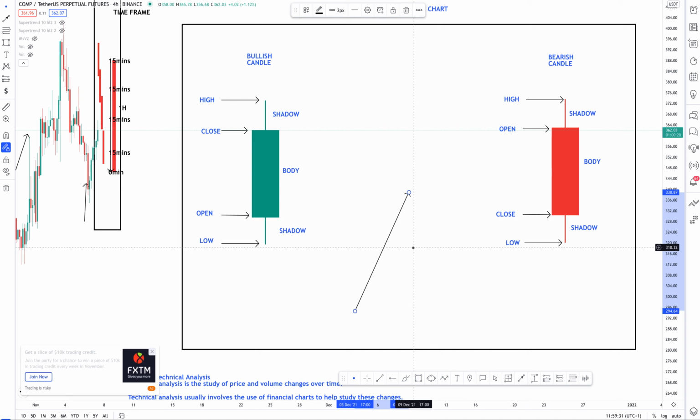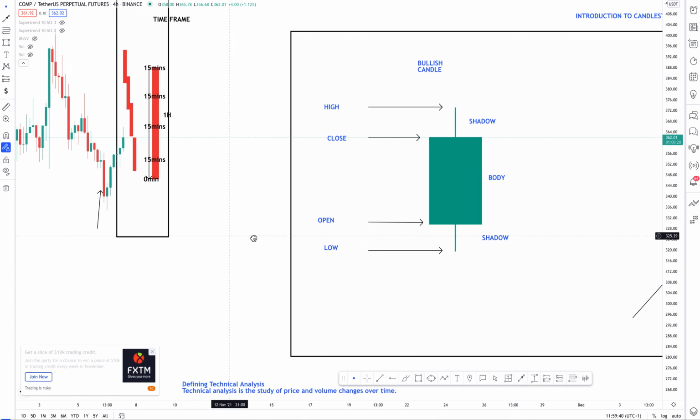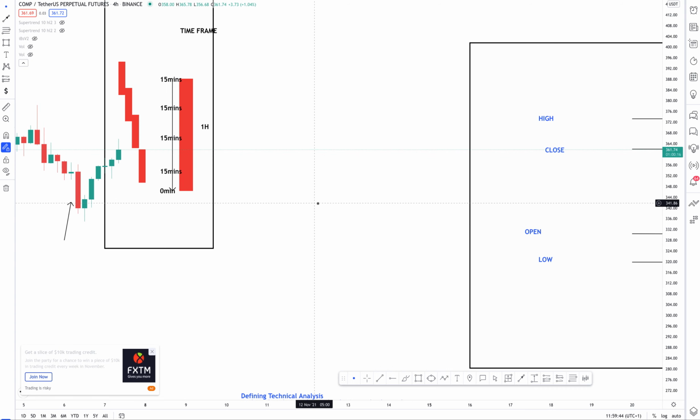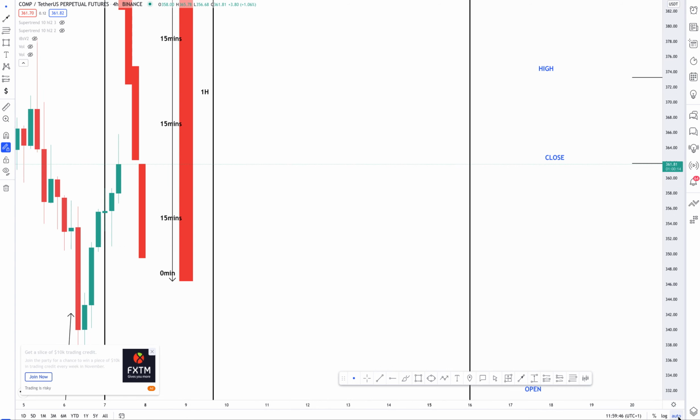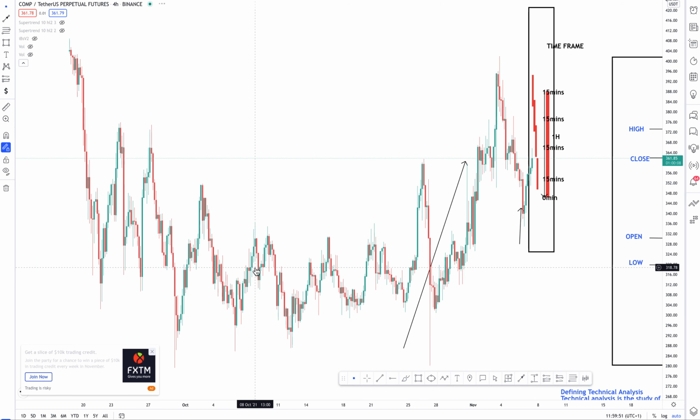Understanding candlesticks, and also the time frame that I explained here, understanding time frame analysis, would do so much.